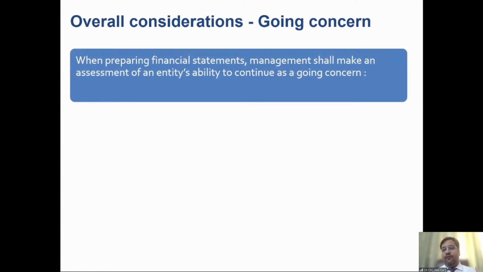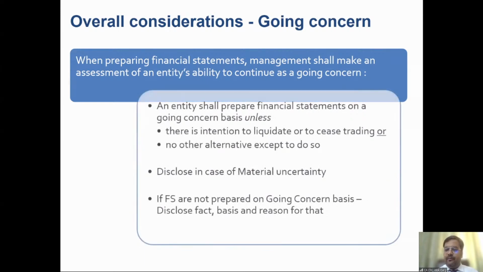So while preparing, first of all, the financial statements have to be prepared on a going concern basis. It is a fundamental accounting assumption. But if there is an impact on the going concern, then some set of disclosures are required. So when preparing financial statements, management shall make an assessment of an entity's ability to continue as a going concern, right? So how will the management make an assessment that the entity will be able to continue as a going concern? The management has to estimate and assess the ability to continue as a going concern in the foreseeable future.